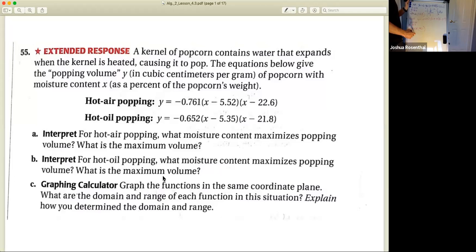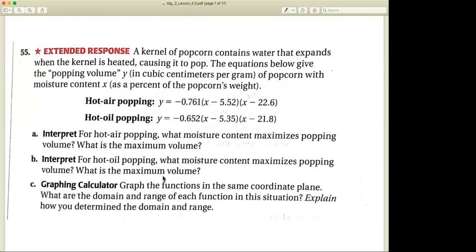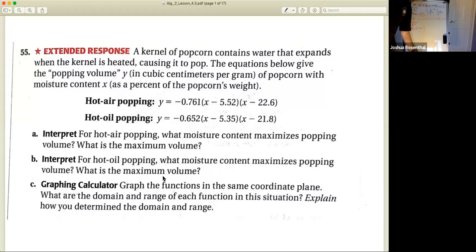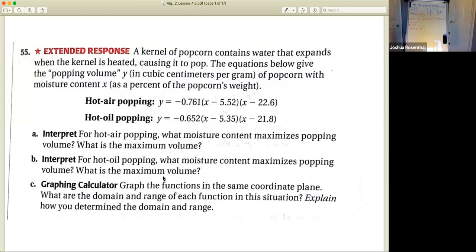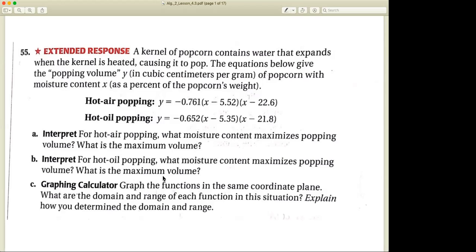My domain for this one would be between these values. My domain for the first one, between these values. My domain for the second one is between those values. This P and Q? Yes. Popping volume is the same at 27.654 percent moisture content. Yeah, so if you look at this other one here, 5.35 is very close here. They both have negative 85.1.